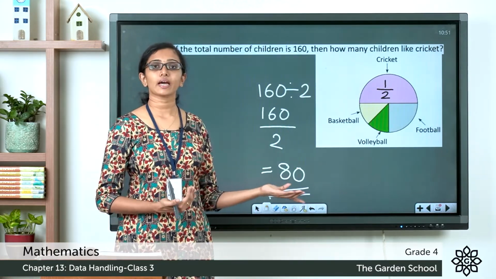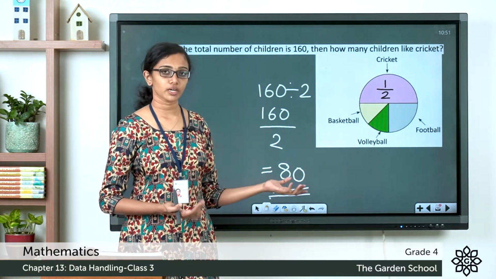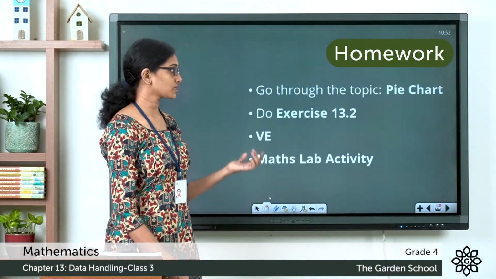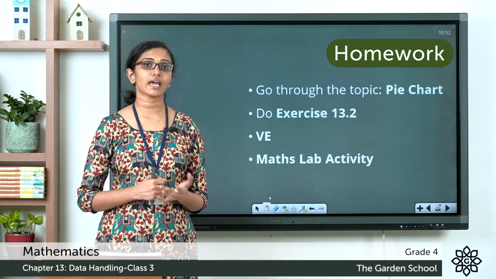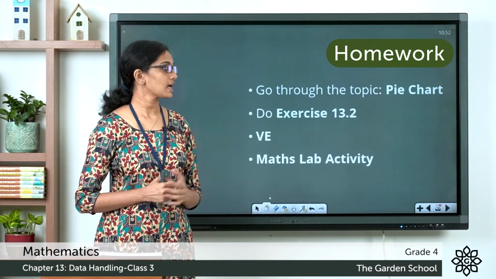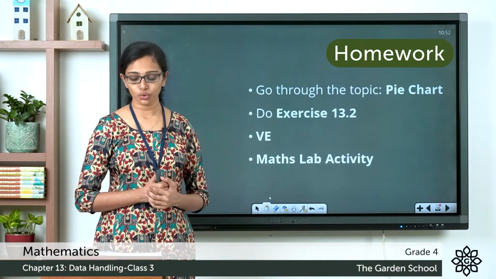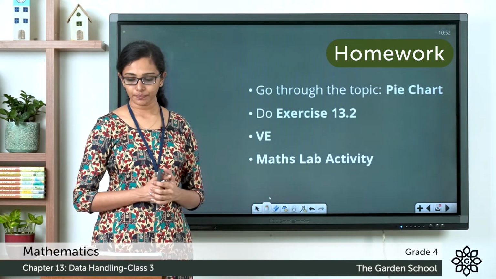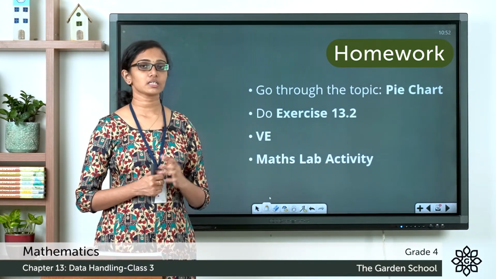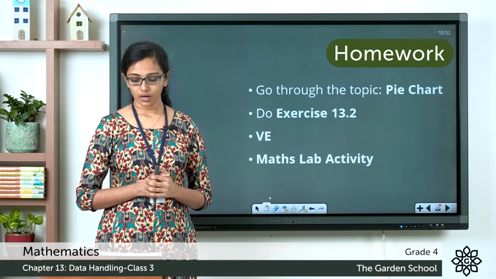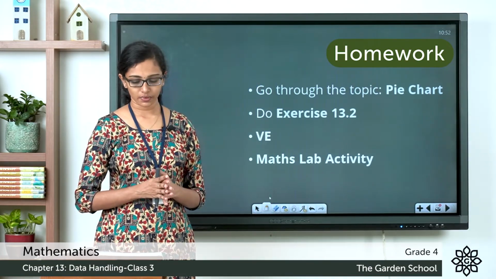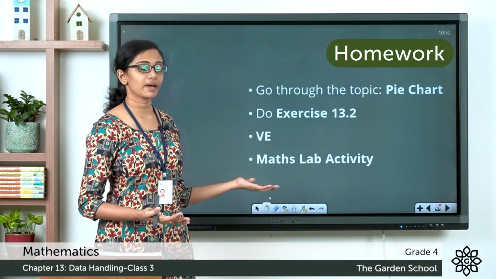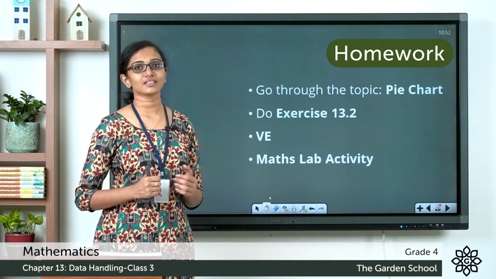So we have seen how we can represent data in a pie chart and how to interpret data from a pie chart. So children, you can go through the topic pie chart on page number 178 of your textbook. Just go through the topic once and then move on to exercise 13.2, which is on page number 179. There are 3 questions given there based on this topic. Go through the 3 questions and work them out in your notebook. Now, below the exercise, there is a value education question under the heading VE, and below that, there is an activity called Maths Lab activity. Please go through these as well and do accordingly.